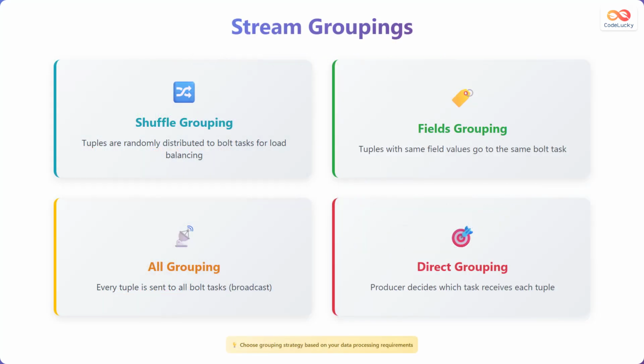Stream groupings define how tuples are passed between spouts and bolts. Different groupings offer different ways to distribute the data. In shuffle grouping, tuples are randomly distributed to bolt tasks. This is good for load balancing. With fields grouping, tuples with the same field values go to the same bolt task. With all grouping, every tuple is sent to all bolt tasks, which is also known as broadcasting. Finally, in direct grouping, the producer, in this case a spout, decides which task receives each tuple. Choose your grouping strategy based on your specific data processing requirements.